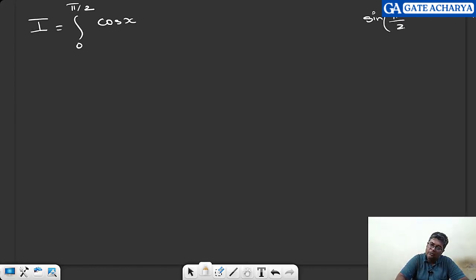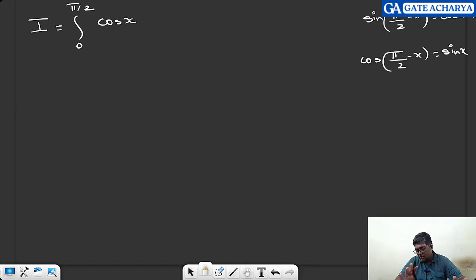sin(pi/2 - x) is equal to cos x. Similarly, if I say cos(pi/2 - x), that value is what? sin x. Now I am saying it is plus sin x because whatever this angle is, it's in the first quadrant. Pi/2 - x means you are coming into the first quadrant. So in the first quadrant sine becomes cos, but it is positive. Similarly, cos becomes sine, but it is still positive. Everyone is positive in the first quadrant.